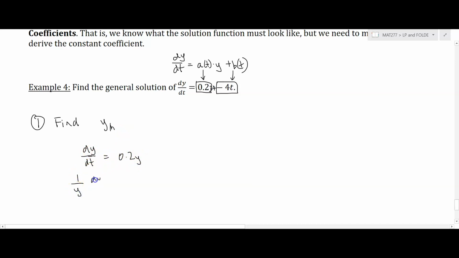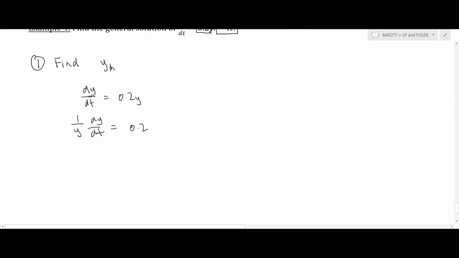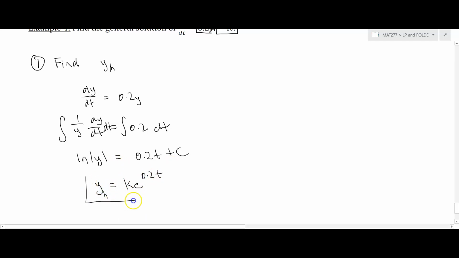So I'm going to divide by y. You can see by now that this is going to work out to be k e to the 0.2t. If I now integrate with respect to t on both sides, I'll get natural log of y equals 0.2t plus c. When I exponentiate both sides, I'll end up with k e to the 0.2t. All right, that's what we're going to call y sub h. So I found my homogeneous solution. Step two, find y sub p with the method of undetermined coefficients.